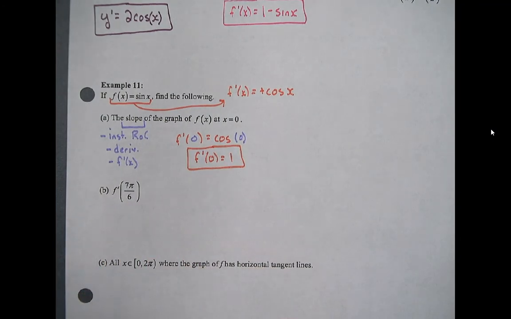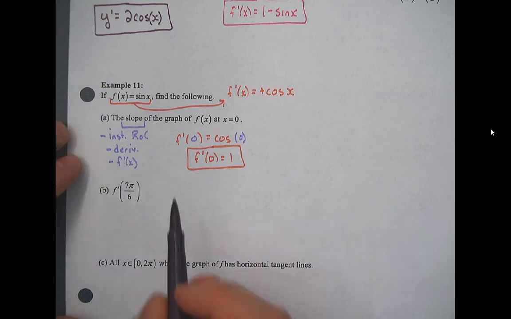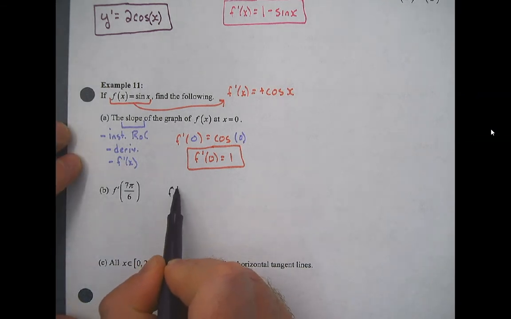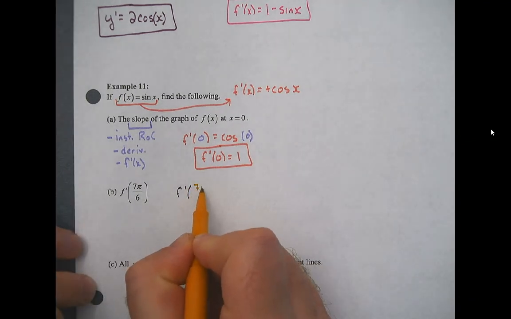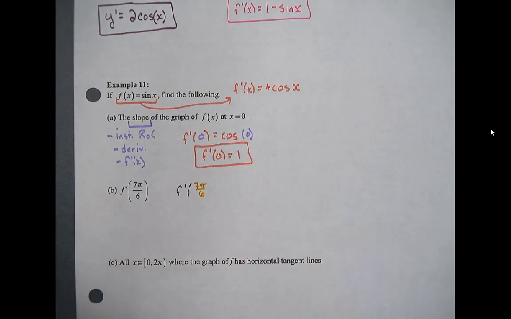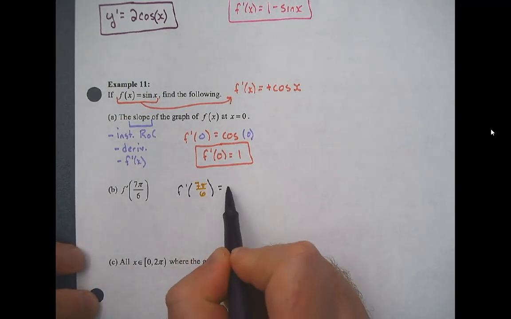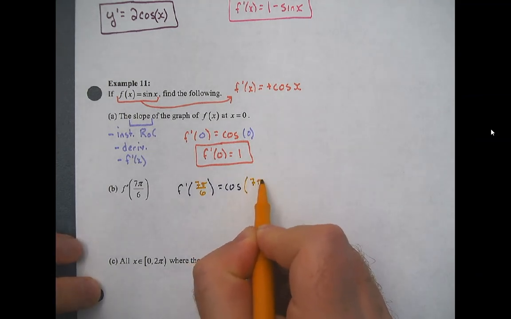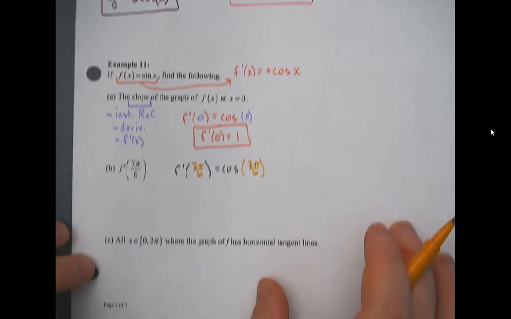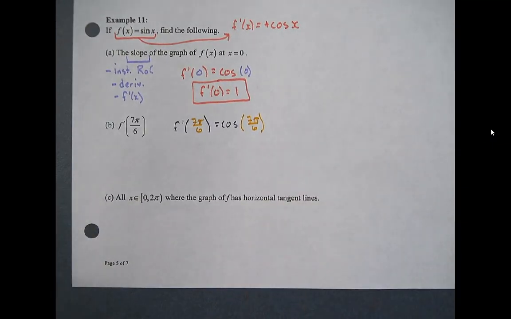F prime of 7 pi over 6, same kind of idea, just a little bit more detailed. So I want to do f prime of 7 pi over 6, which equals cosine of 7 pi over 6. Now I've got to figure out where 7 pi over 6 is. Actually, pause this. Try to do this on your own. You should be able to do this on your own. Come on. This is pre-calc. This is baby stuff.